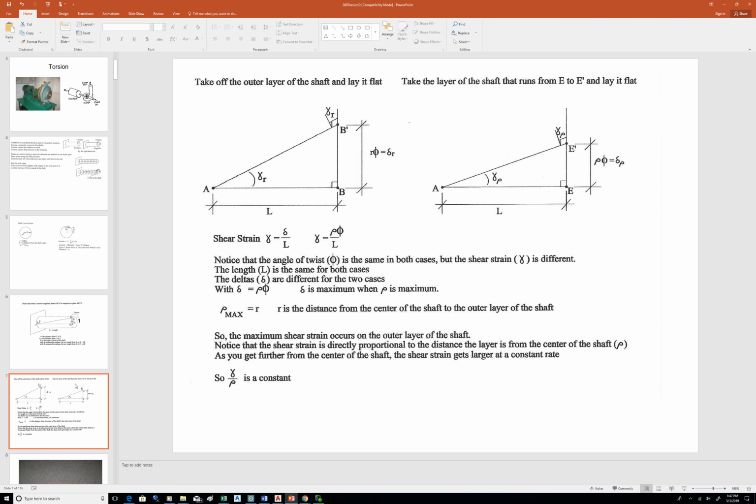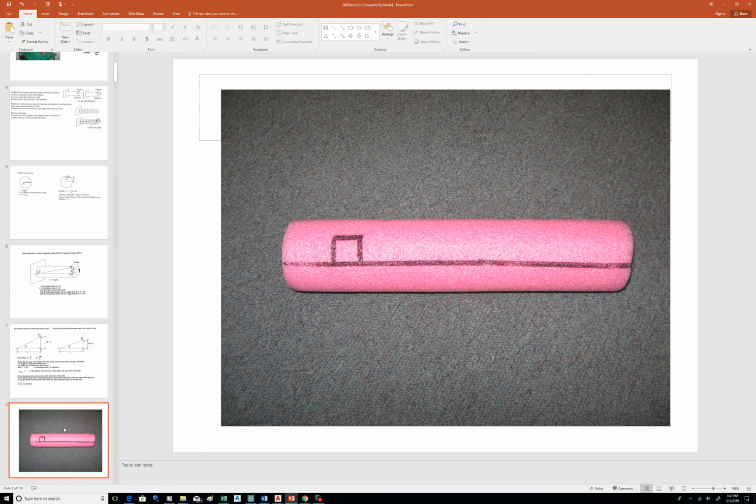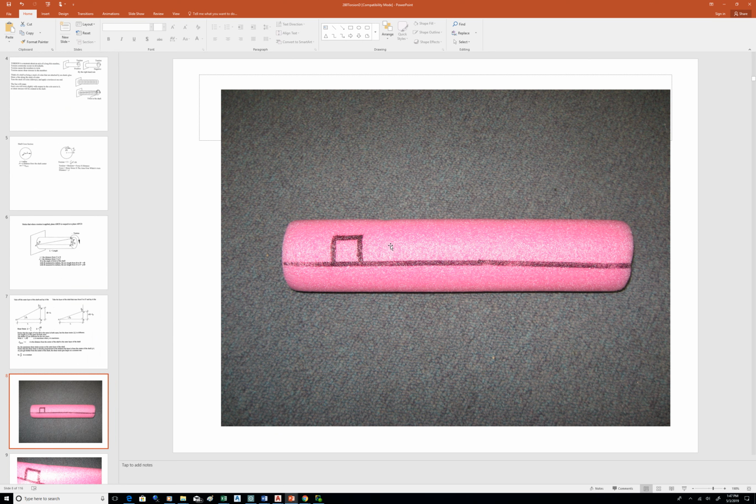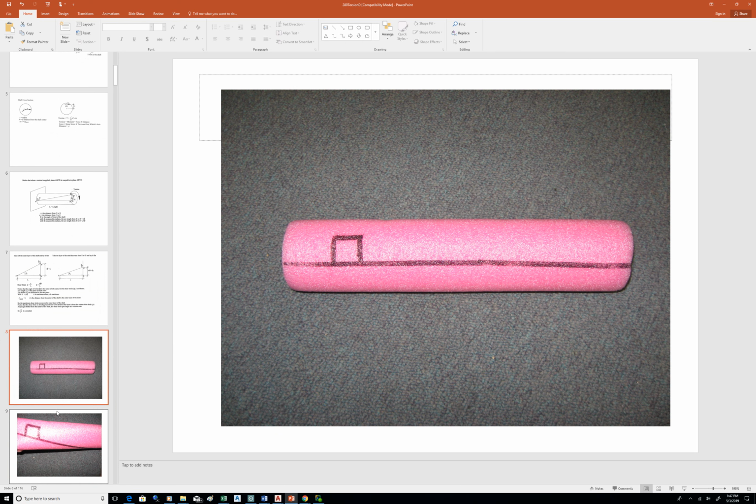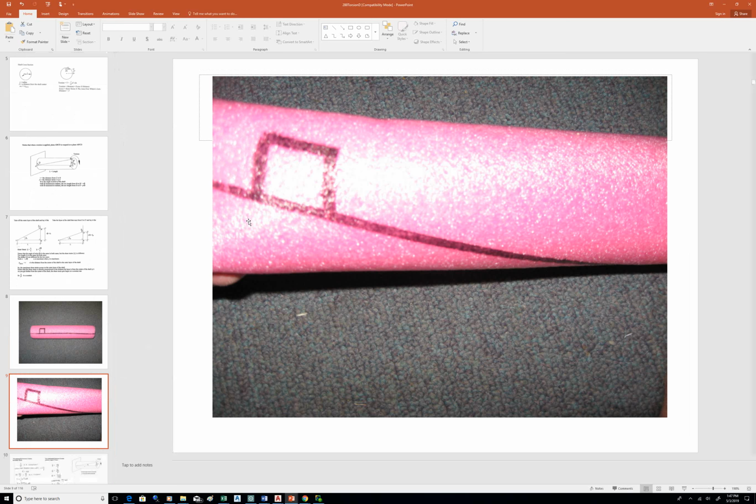Now if you take a little bit of a square there and rotate it up, it'll turn into a rhombus. Okay? And that will get you that idea of shear strain. So if I take that little square and I rotate the shaft, I apply a torsion to it, it turns into something that isn't a square anymore. It turns into a rhombus. And that indicates shear strain going on there.